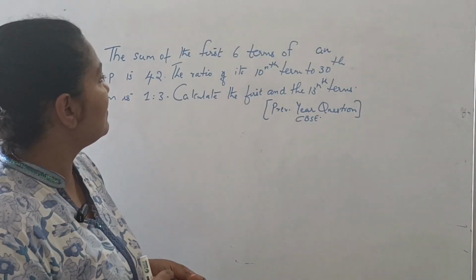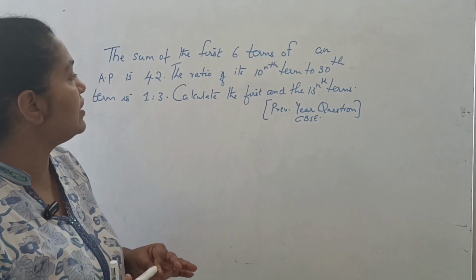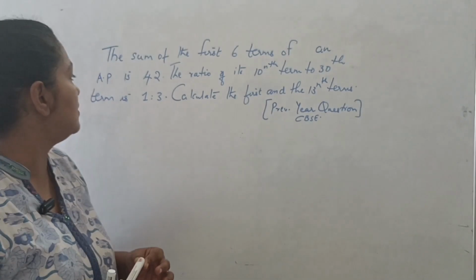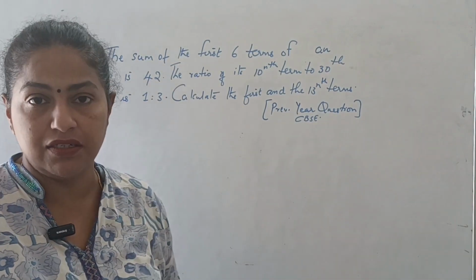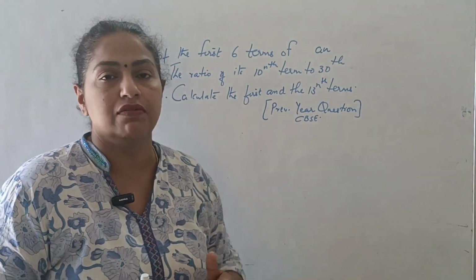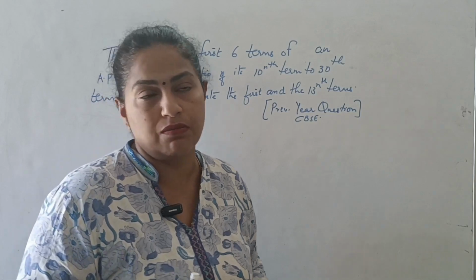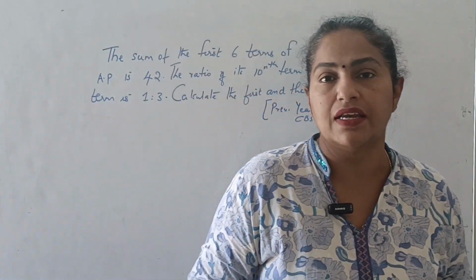The sum of the first 6 terms of an AP is 42. The ratio of its 10th term to the 30th term is 1:3. Calculate the first and the 13th terms. It was a question that was asked in one of the previous year's question papers. I do not remember the year exactly.